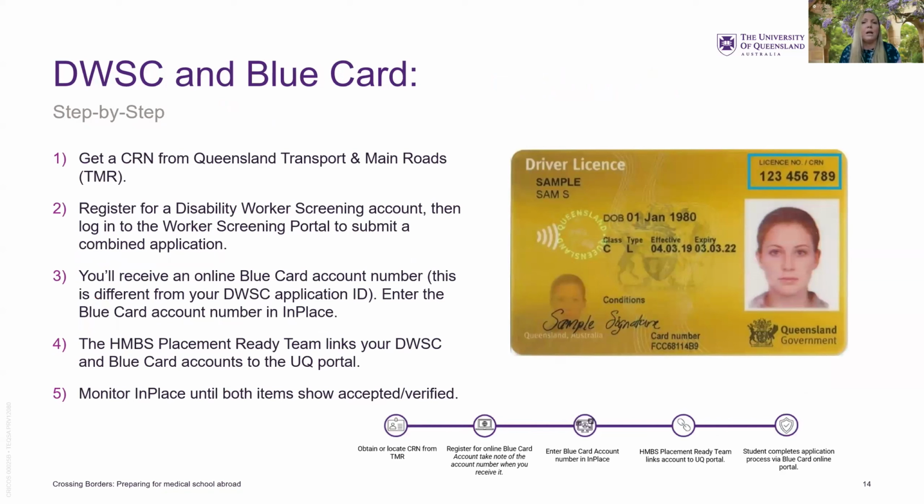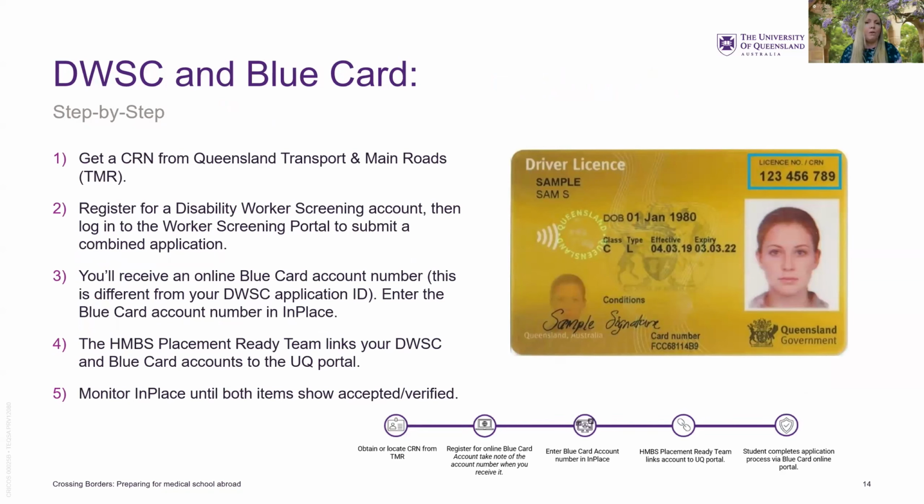Again, these are also outlined on our website to walk you through the process. So as before, the first step is to obtain your CRN. And then you want to be registering for an online account with the Disability Worker Screening website. Once you have that account, you'll log into the worker screening portal and submit a combined application. Through that process, that's when they'll give you the Blue Card account number.